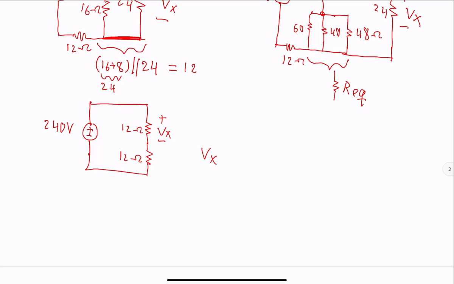Now from this figure, Vx is doing a voltage division, 240 times resistance of interest, 12, over summation of the two resistors. In other words, split it across 12 and 12. Obviously, half of it is on the top, 120 volt, and that's the answer. We don't have to do mesh analysis. We don't have to do nodal analysis. Nothing of that nature.